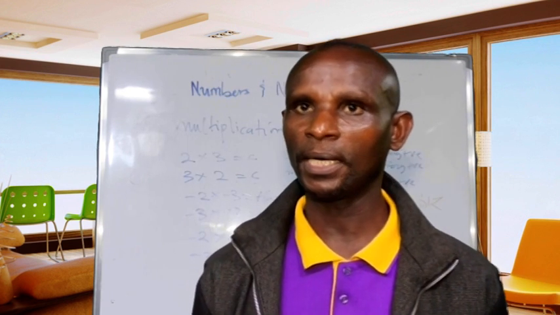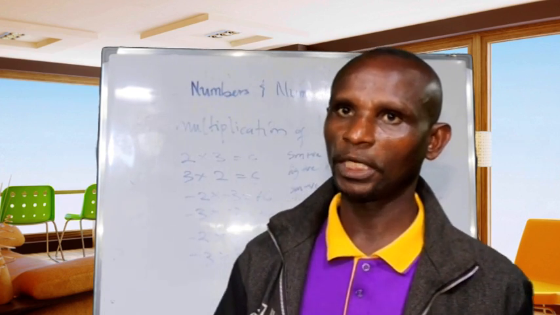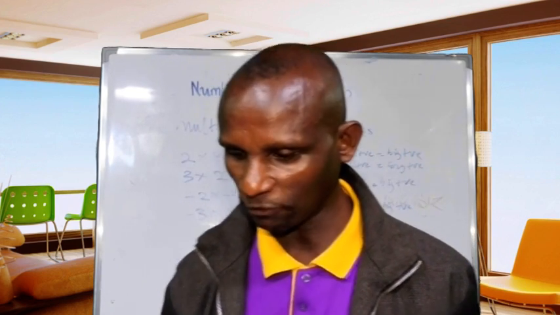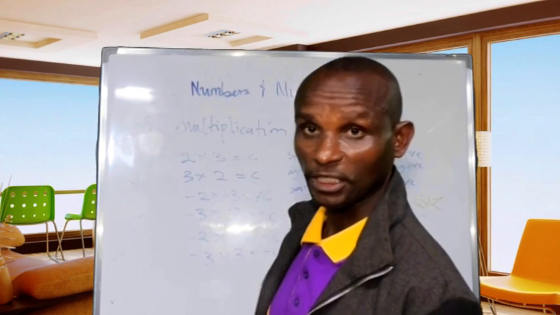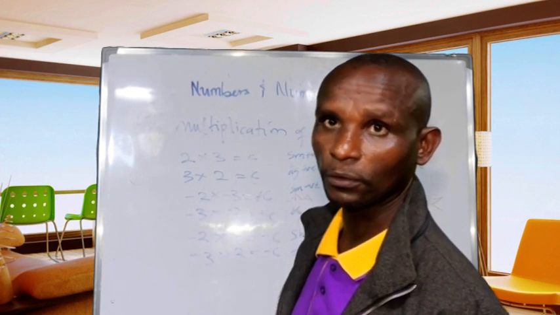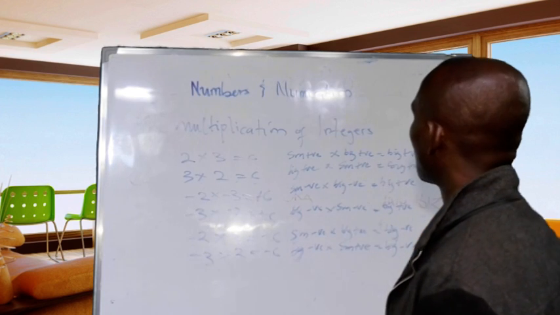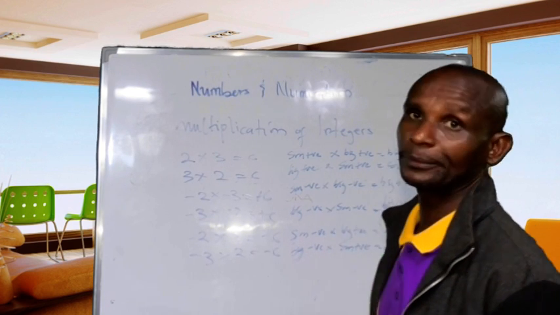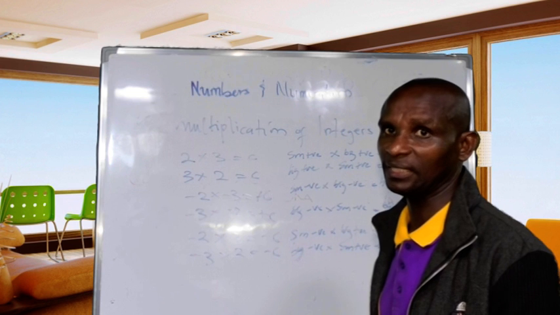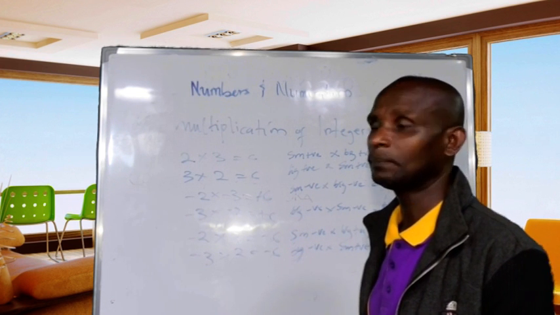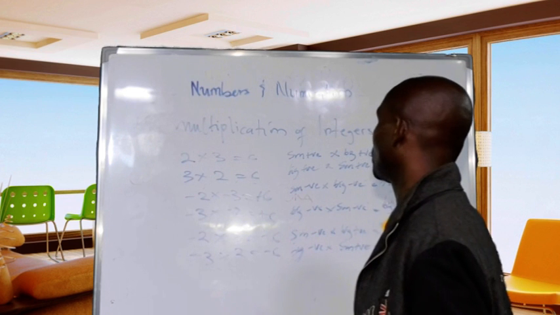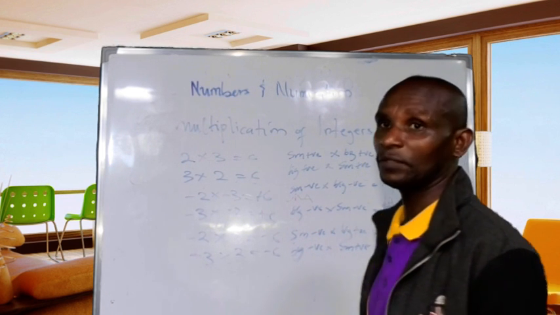A negative number multiplied by a negative number will always give you a positive number. A positive number multiplied by a negative number will always give you a negative number. And positive by positive will always give you a positive number. That's a summary of multiplication of integers. So let's take the last one, which is division of integers.